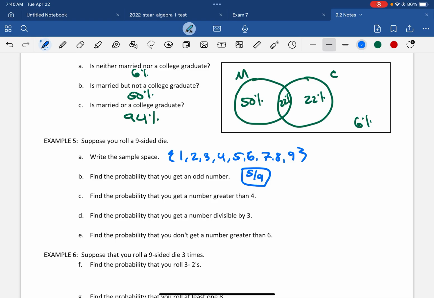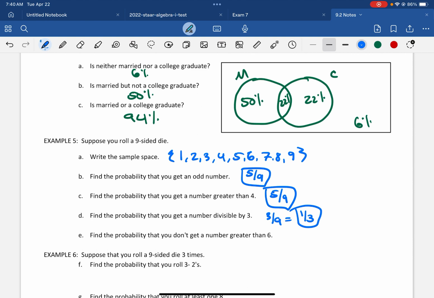Find the probability that you get a number greater than 4. Okay, how many numbers are greater than 4? 5 of them out of the total. Find the probability that you get a number divisible by 3, can be divided by 3. Well, that can be 3, 6, and 9, so there's 3 of them. So 3 out of 9, which actually reduces to 1 over 3.